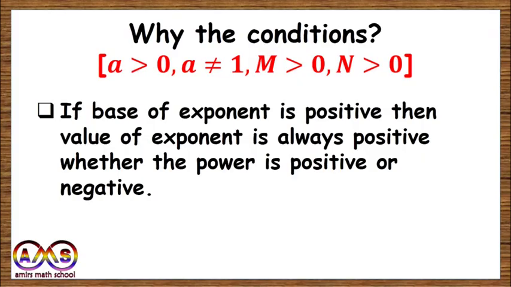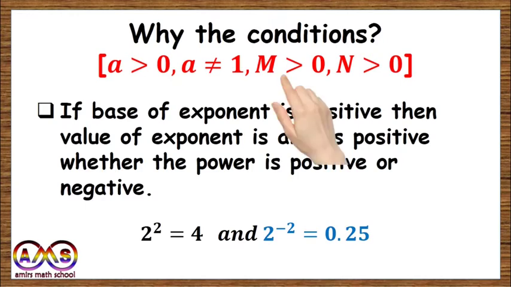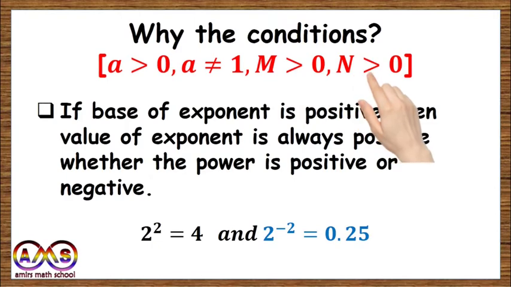If the base of an exponent is positive, then the value of the exponent is always positive whether the power is positive or negative. That's why m greater than 0 and n greater than 0. For example, 2 squared is equal to 4. Here the base is positive and the power is positive, which gives a positive value. And the next case, 2 to the power minus 2, which is 0.25. Here the base is positive but the power is negative. Although the power is negative, 2 to the power minus 2 gives the positive value 0.25. That's why this condition m greater than 0 and n greater than 0.